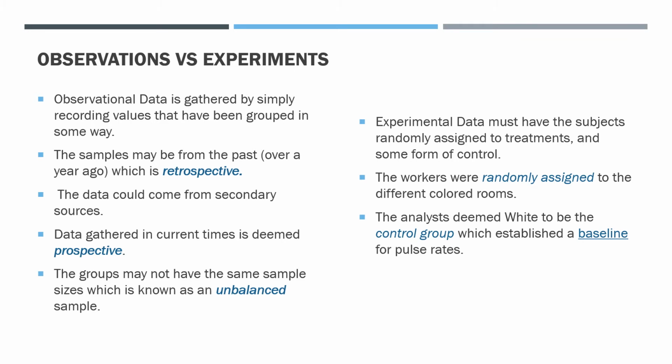We would look for 2 particular words to know it's experimental: the word random and control. So in this case, we randomly assigned the workers to the different colored rooms, and then we controlled the experiment by having them all do the same task, and the room temperatures were the same. But also, the analysts decided that in white rooms, that would be the control group. That's what their pulse rate would be normally.